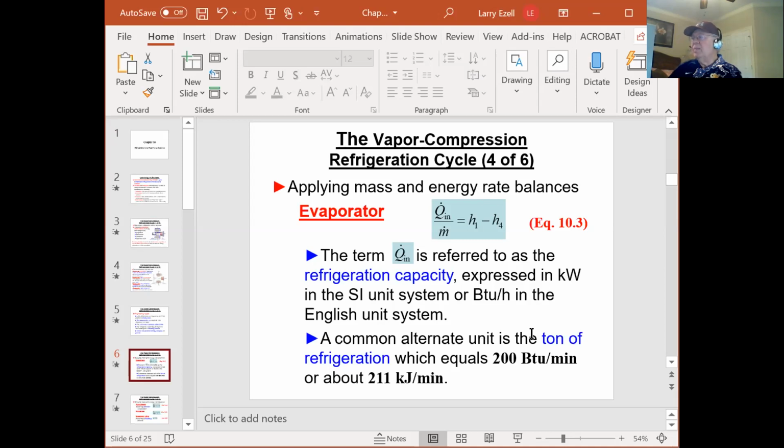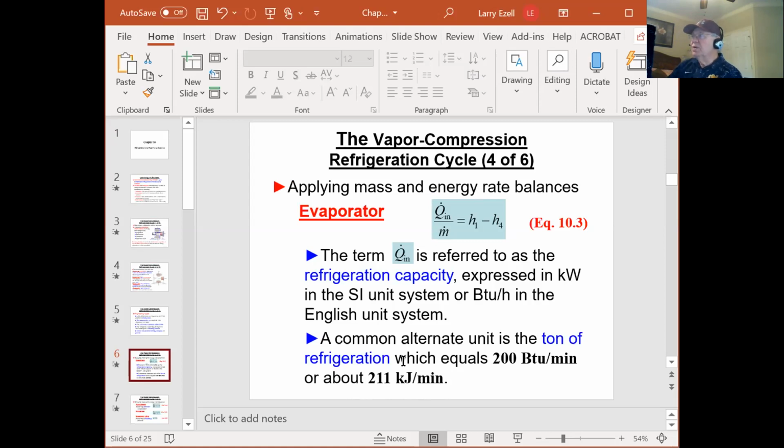By the way, a common terminology used in the air conditioning and refrigeration business, or in those types of industries, is the ton of refrigeration. Now, it doesn't mean 2,000 pounds or anything like that. I don't know where the ton originated, but a ton of refrigeration equals 200 BTUs per minute, which is 12,000 BTUs per hour. And BTUs per minute are about numerically equal to kilojoules per minute. That's interesting.